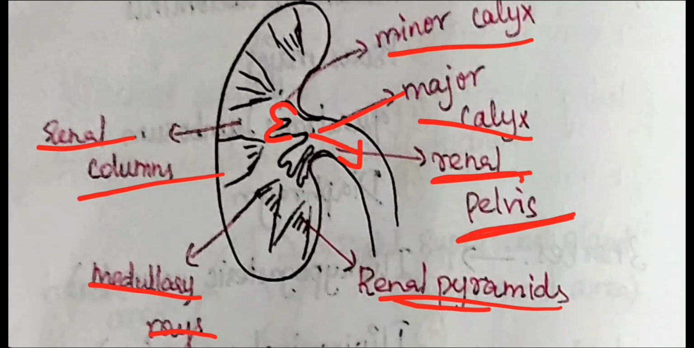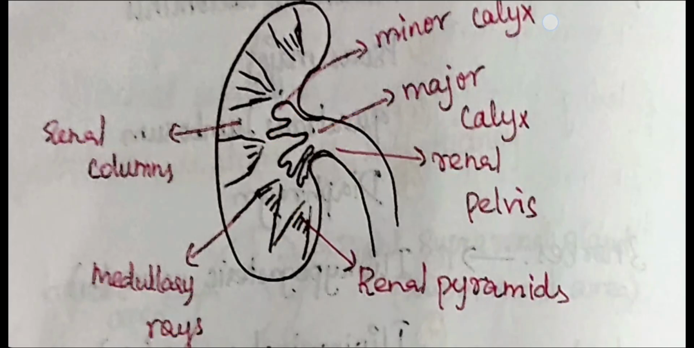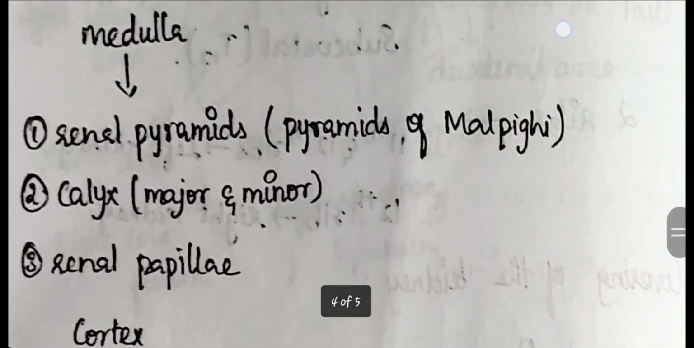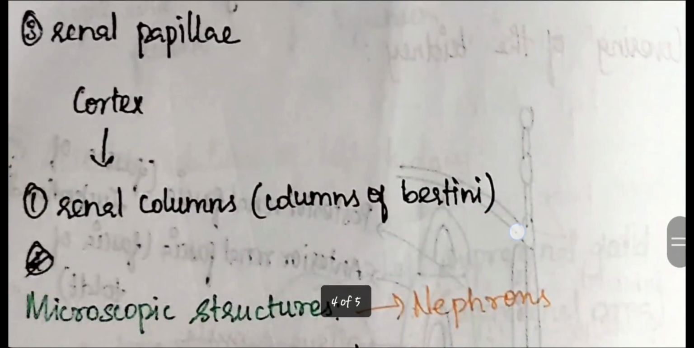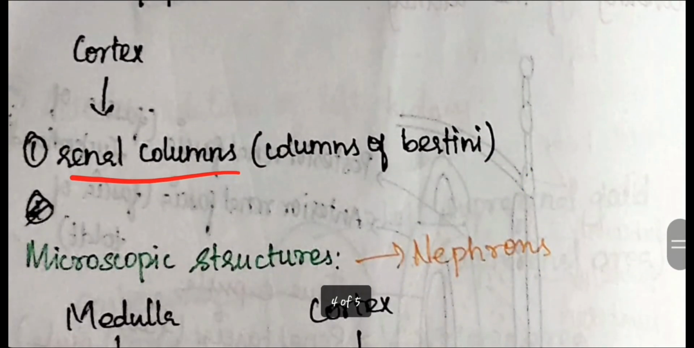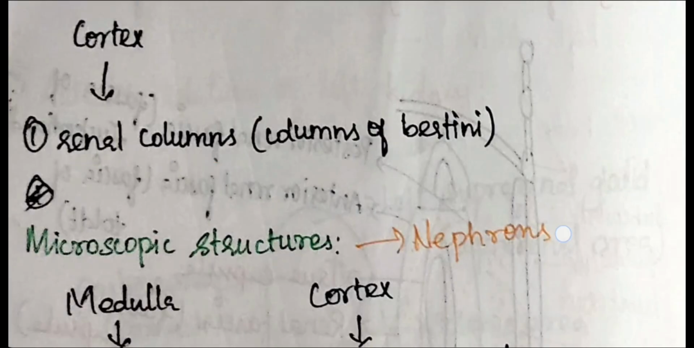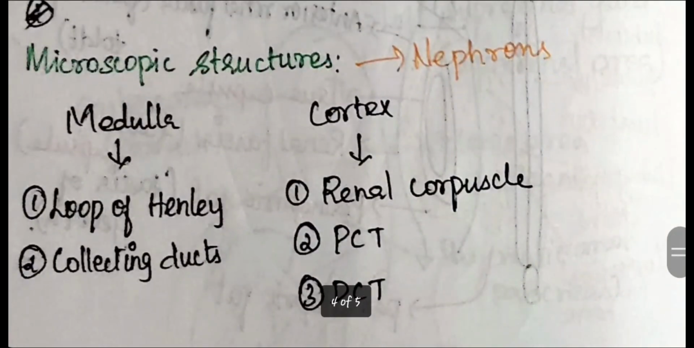So for the renal pelvis, from the major calyx, when we trace it out, we get the renal pelvis. And then the renal pyramids, which are usually present in the medulla and extend to the cortex as the renal columns. So in the medulla we have renal pyramids, calyx, renal papillae. These are the three contents of the medulla in the kidney. Coming to the cortex, we have renal columns.